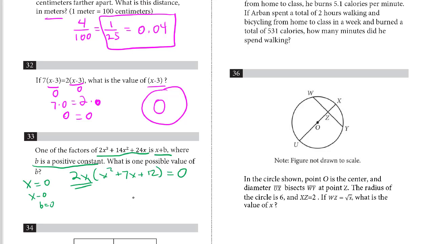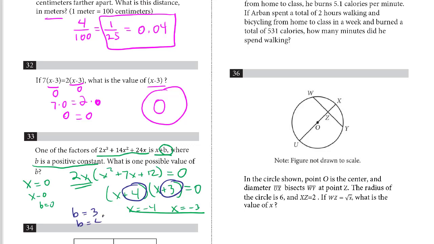Let's factor x squared plus 7x plus 12. We get x plus 4 times x plus 3 equals 0. That means x equals negative 4, x equals negative 3 as our roots. But I don't really care about that. I just want to know what the plus b constant is. In this case, that corresponds to the plus 4 and the plus 3. So b equals 3 or b equals 4. Either answer would do for 33.